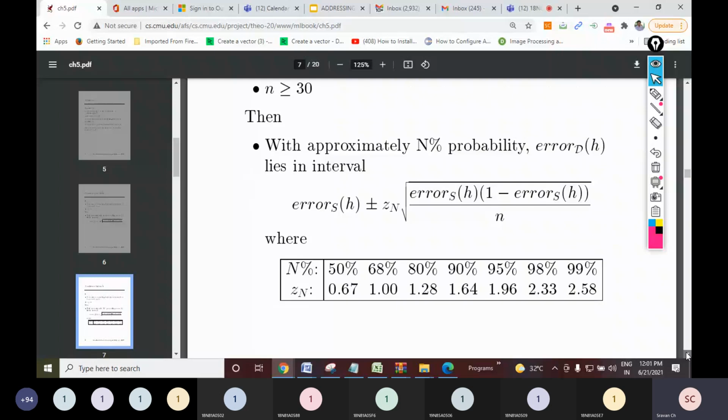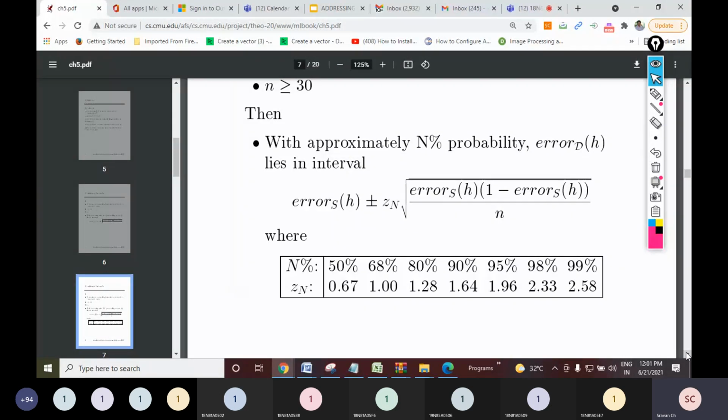Now, if you observe in the previous slide, we said that with 95% probability the error formula is this. Instead of 95% probability, with 50% probability, if you want to estimate the interval, then instead of 1.96 you have to substitute 0.67. With 68%, the value is 1.00 or 1. With 80%, with 90%, like that, instead of 95 you can substitute any other percentage of probability, and then this value is going to change.